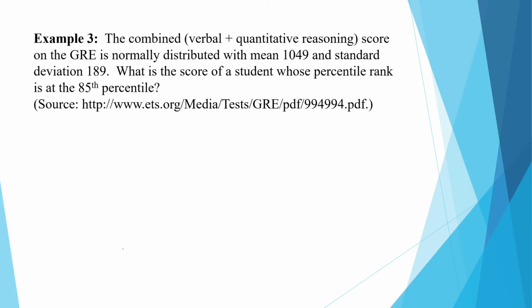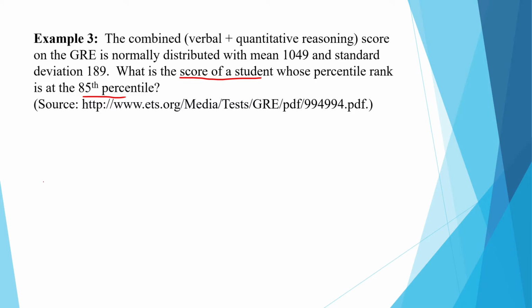Example 3, the combined verbal plus quantitative reasoning score on the GRE is normally distributed with mean of 1049 and standard deviation of 189. What is the score of a student whose percentile rank is at the 85th percentile? First thing I want to ask is, what is the question? Well, we're looking for the score of a student whose percentile rank is the 85th percentile.